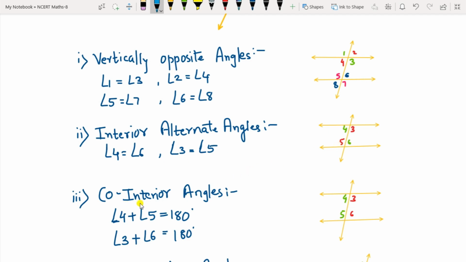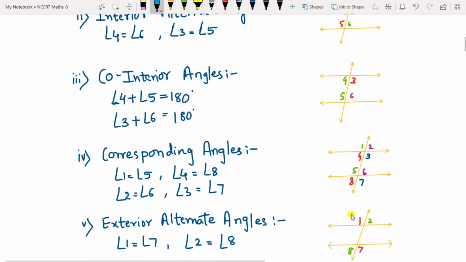Okay. Third one is the co-interior angles. Co-interior angles form the C shape here, the corners of the C. Inverse C here, this one and this one. Okay. So interior angles 4 plus 5, these are not equal but when adding up they form 180 degrees. So 4 plus 5 is 180 and 3 plus 6 is 180.